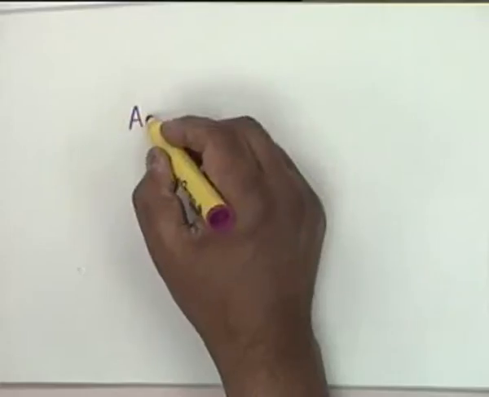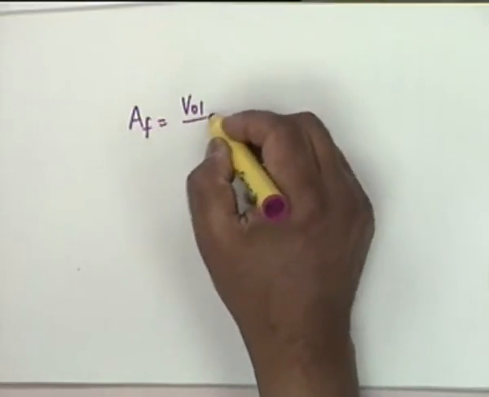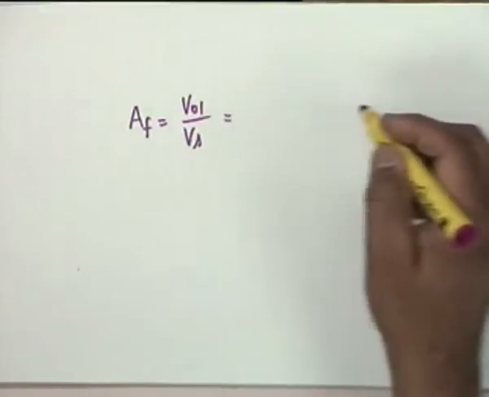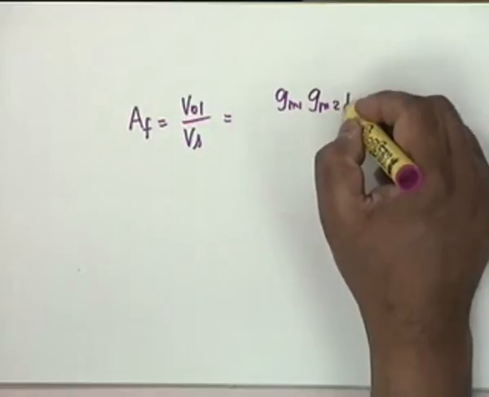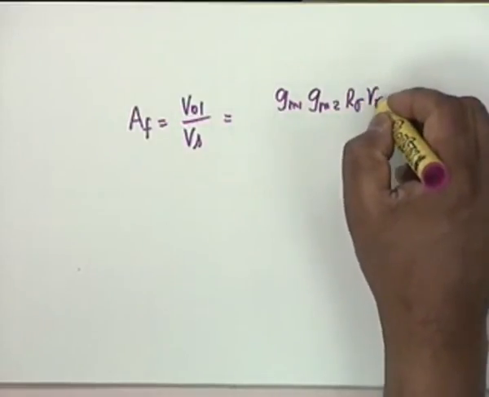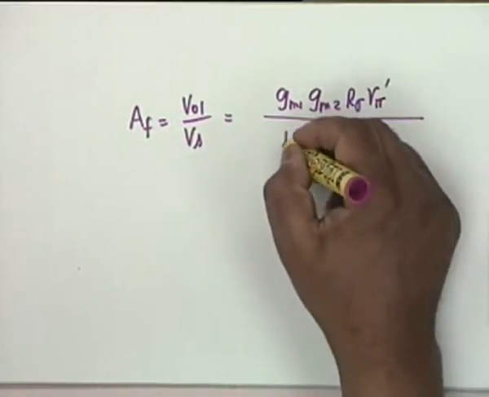Someone asked me whether he should leave it like this or he should find out AF, the feedback gain. This is V01 divided by Vs. Well, why this laziness at the last point? If you have been able to find this out, you could as well find this out.